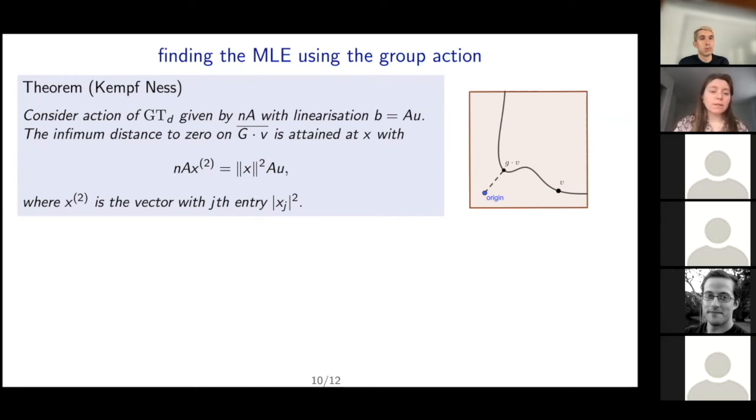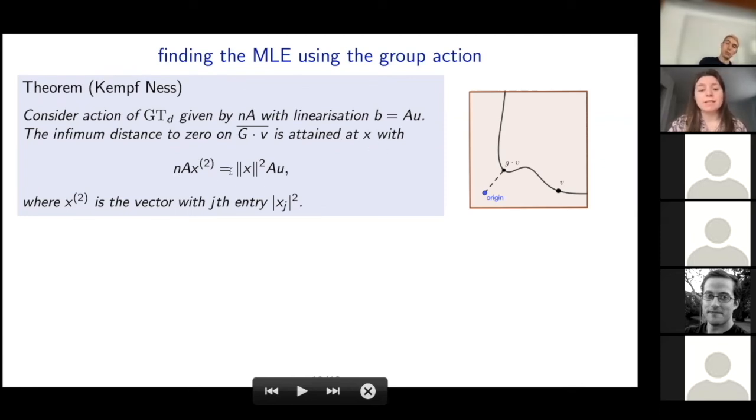Well, the Kempf-Ness theorem says that in this special case of a torus action, the Kempf-Ness theorem specializes to say that the closest distance to 0 on an orbit closure is attained at some vector x that satisfies this equation. So n A x^2 equals the norm of x squared times A of u, where x^2 is the vector whose jth entry is |x_j| squared. Okay, so this statement here specializes the vanishing of the moment map to the setting of our particular group action of interest.